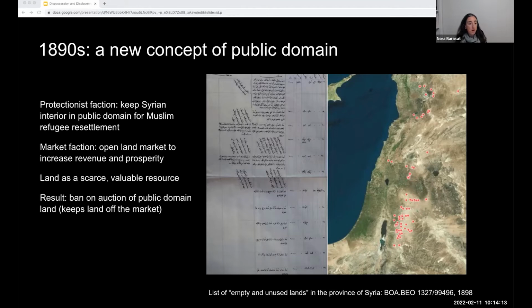They institute a ban not only on foreign Jewish land acquisition, but on any open auctioning of empty, unused land in these three provinces of Syria, Beirut, and Jerusalem. And it's important to note that this ban effectively keeps most of the Syrian interior off the land market throughout the Hamidian period. So there is limited registration to refugees, but there's not an open registration or an open auction. It's difficult for capitalist interests of any religious identity or affiliation to come in and buy up land during this period because of these sovereignty concerns.